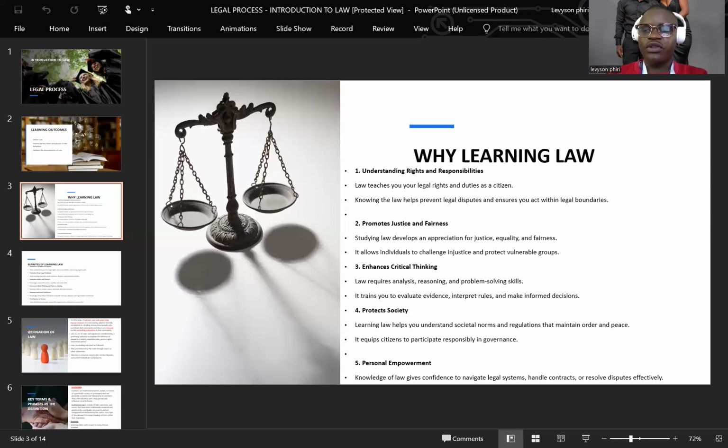Point number two, promotes justice and fairness. Studying law develops an appreciation for justice, equality, and fairness. It allows individuals to challenge injustice and protect vulnerable groups. So when you see something wrong in the society, you'll be able to stand in as a legal practitioner who understands what law is, so that you prevent that injustice which is happening in the society.